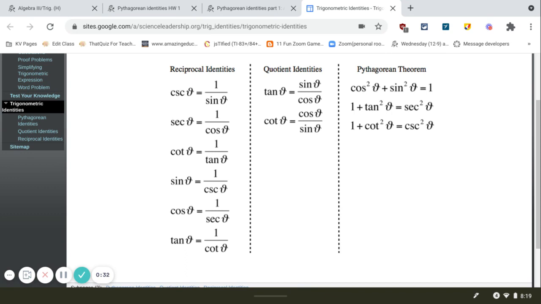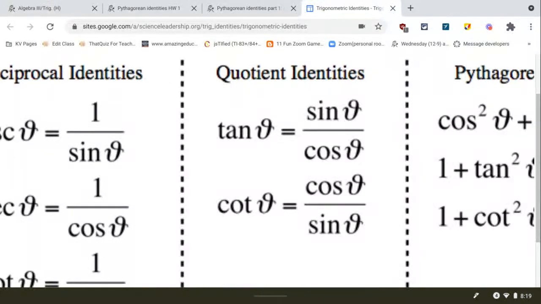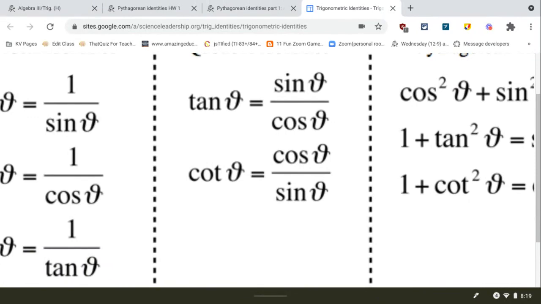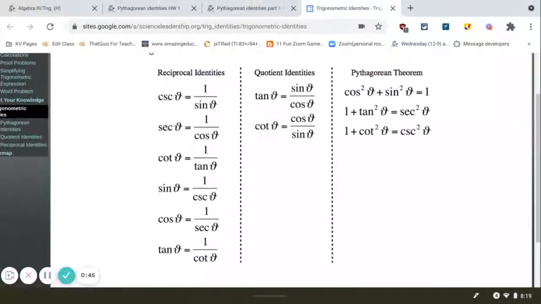So if you ever see secant, that you recognize that that's 1 over cosine. All right. But also tangent equal to sine over cosine and cotangent equal to cosine over sine. That's going to be an important one.